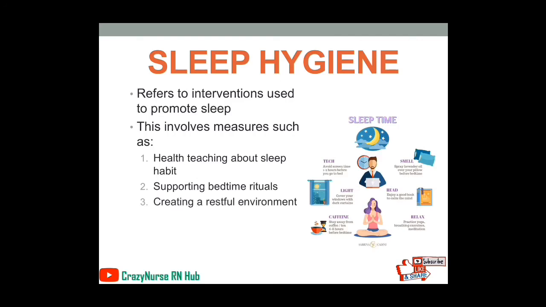Next is creating a restful environment. All people need a sleeping environment with minimal noise, a comfortable room temperature, appropriate ventilation, and appropriate lighting. Although most people prefer a darkened environment, a low light source may produce comfort for children or those in a strange environment. Infants and children need a quiet room usually separate from the parent's room, a light or warm blanket as appropriate, and a location away from open windows or drafts.